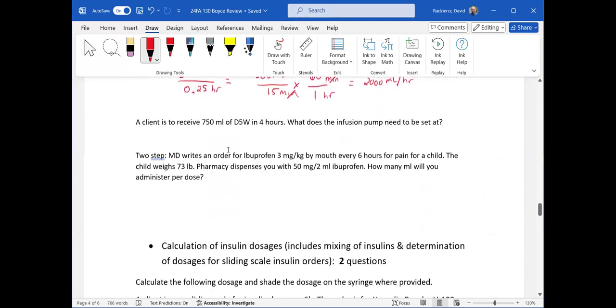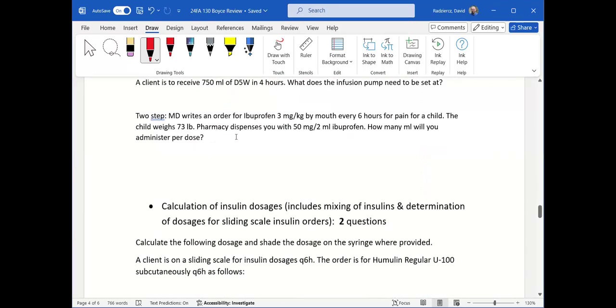All right. Now, the other question, like I said, that's a little bit new and different is going to be something like this, what's considered a two-step type question. And then usually these questions get a little bit longer.